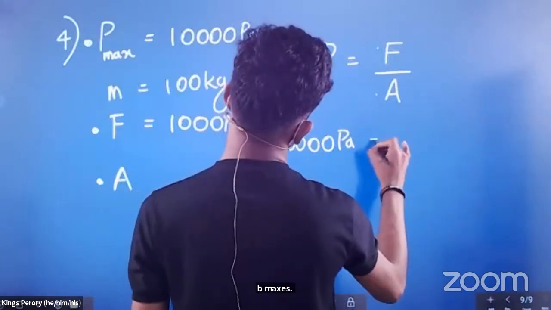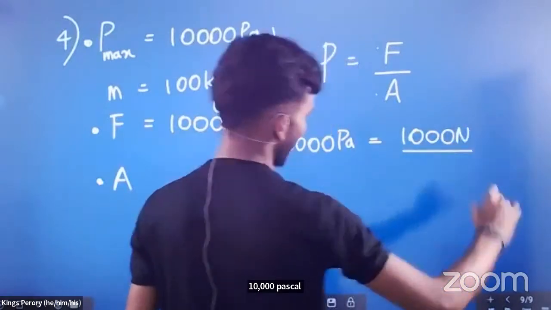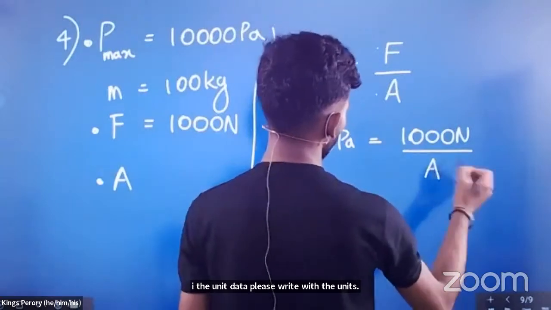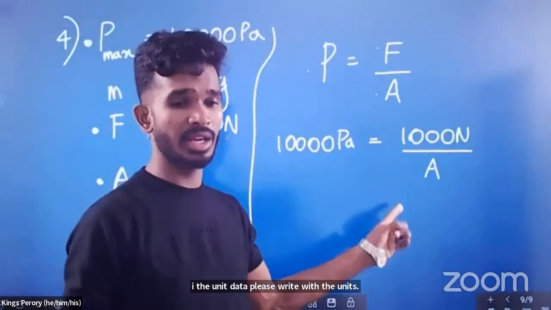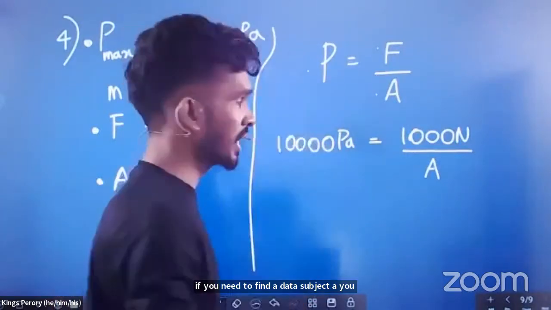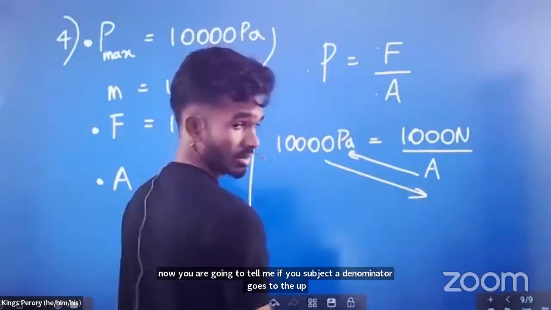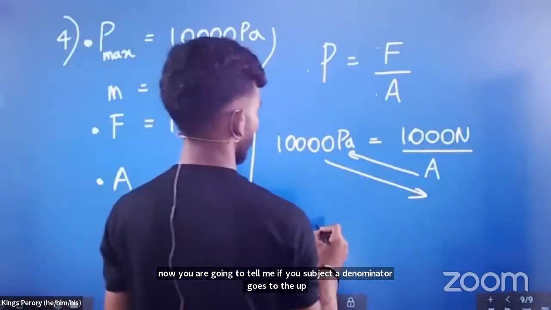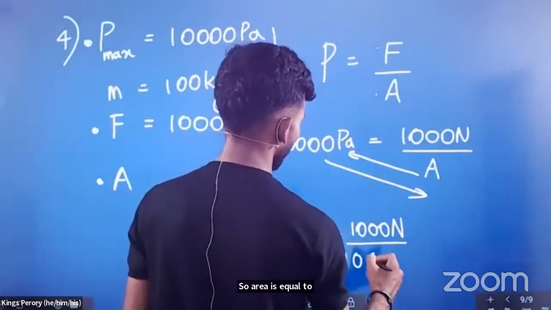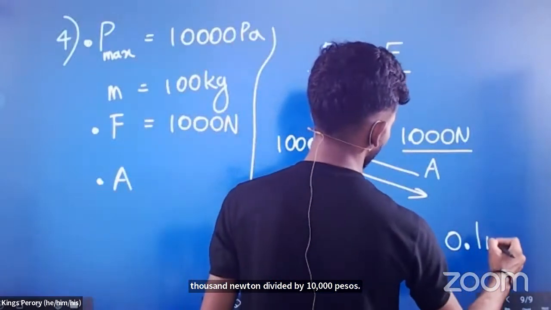10,000 Pascal. F is 1000 Newton. Please write with the units. Area you don't know. What you don't know, keep it as A. If you need to find A, you need a subject A. If you subject A, denominator goes up, then this one goes down there. So area is equal to 1000 Newton divided by 10,000 Pascal. 1000 divided by 10,000 is 0.1 meter square.